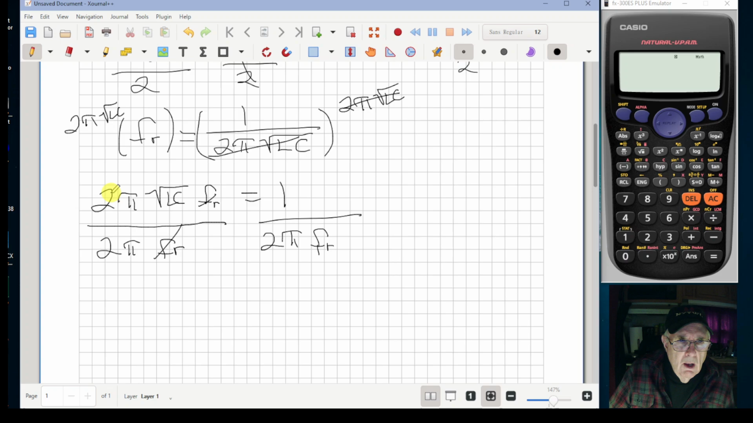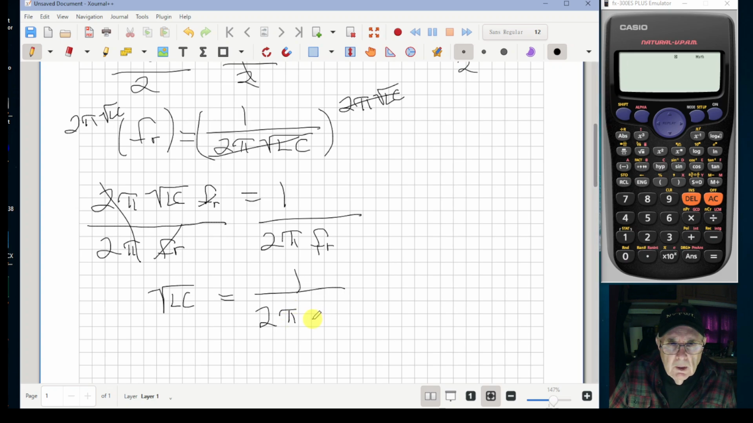That cancels this out. This cancels out. And when we say cancel, it goes to 1. And 1 times anything is whatever the anything is. So now we're left with the square root of LC equal to 1 over 2 pi times the resonant frequency.